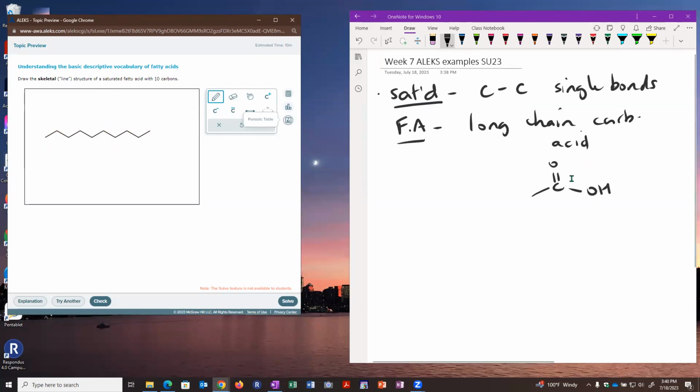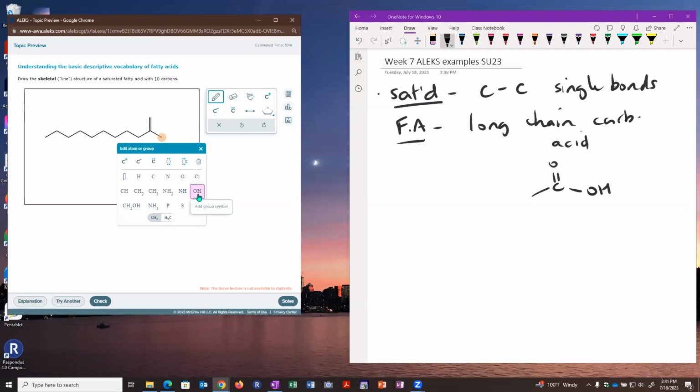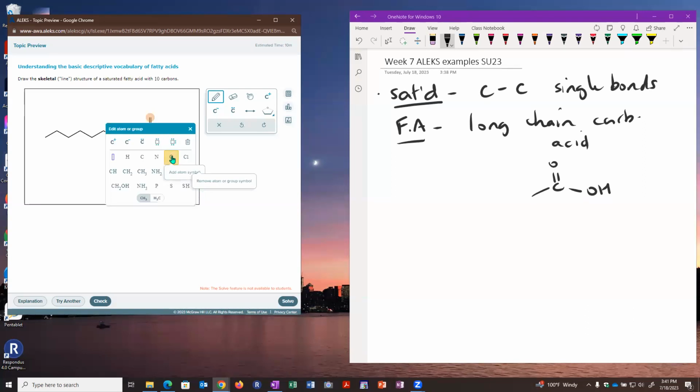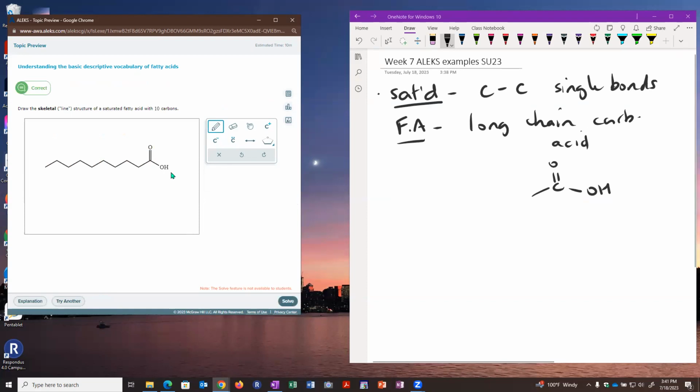I need a carbon double bonded to an O. So there's one bond. There's another, and then I have my OH that's going to be right here. There's my OH. And then I have my oxygen here at the top. Now double check 1, 2, 3, 4, 5, 6, 7, 8, 9, 10. Saturated, all carbon-carbon single bonds, and then my carboxylic acid functional group. All right, and that's how you do that.